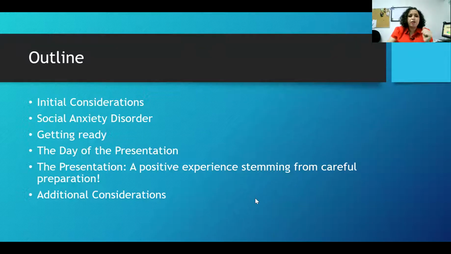And today we're going to cover topics related to this. We're going to mention initial considerations about speaking with anxiety, and social anxiety disorder, because it might be a problem that needs some more treatment. It might not be that easy for everyone. Then we're going to cover getting ready. How can you get ready to stop feeling that anxiety or manage that anxiety? And once you're ready, we're going to go to the day of the presentation, the actual day that you are going to be in front of an audience.